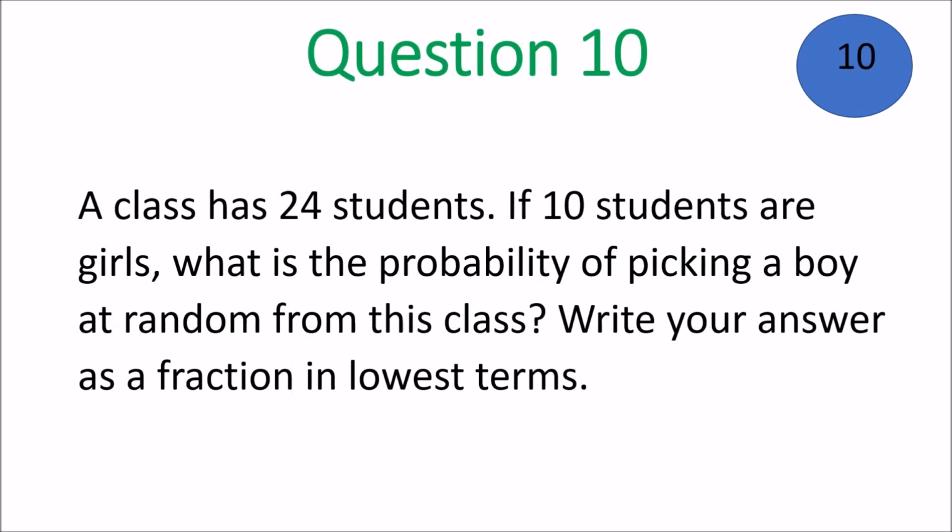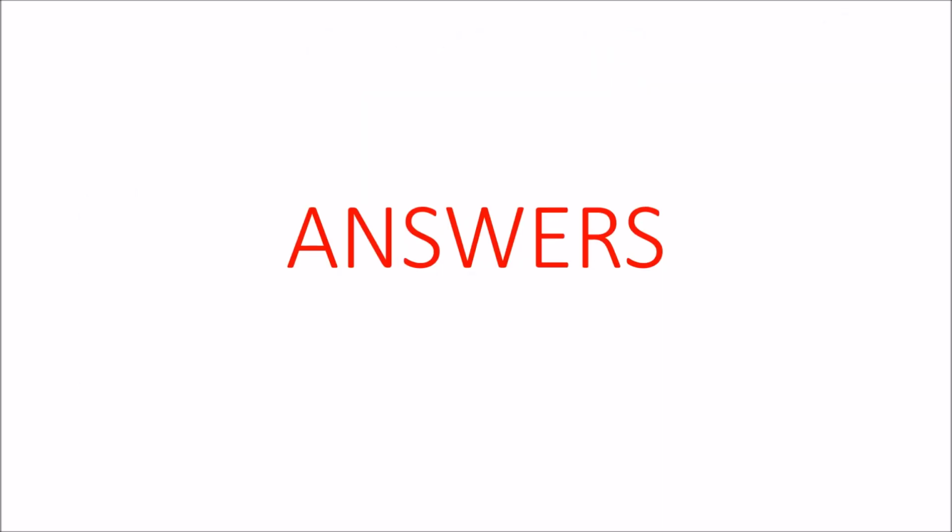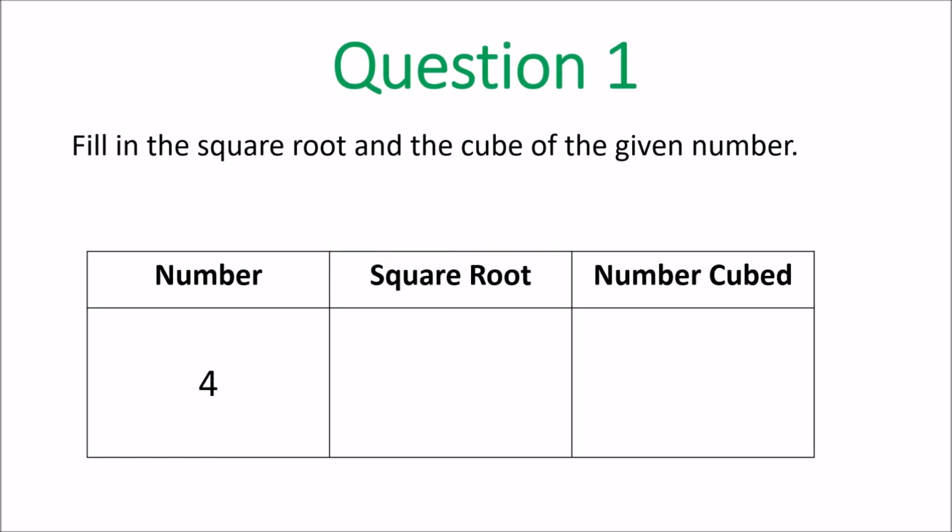And the last question, question 10. A class has 24 students. If 10 students are girls, what is the probability of picking a boy at random from this class? Write your answer as a fraction in lowest terms. Last question. That's it, all done, and answers coming up.